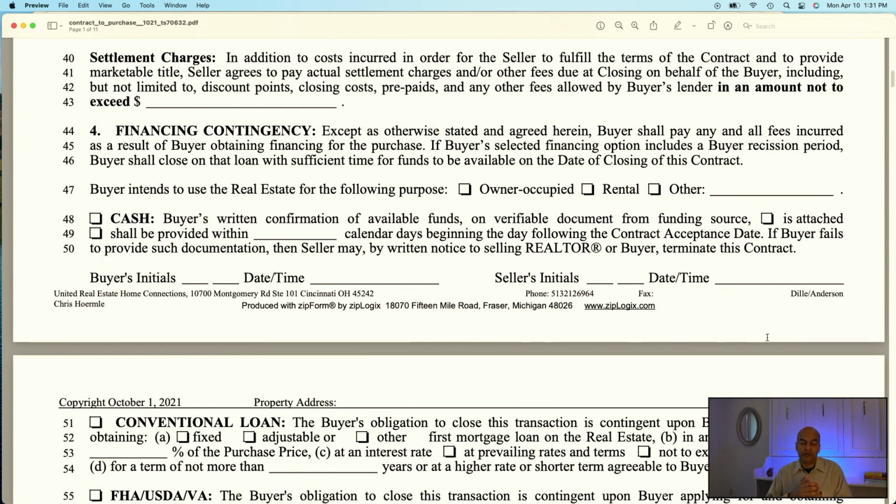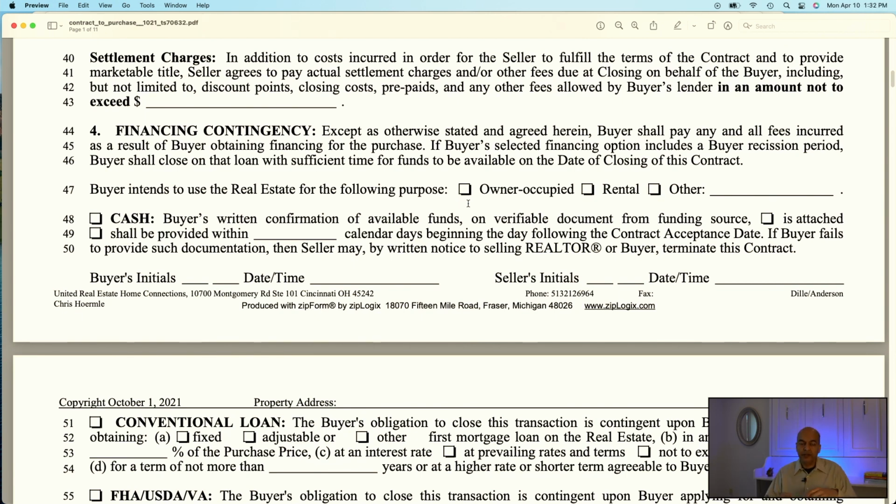In this case here, we have the sentence, buyer intends to use the real estate for the following purpose, either owner-occupied, rental, or other. In the case of owner-occupied, that means the buyer actually wants to live in the house, versus a rental, where they're purchasing the property as a rental property. There is a difference between rental and owner-occupied, mainly in terms of the down payment, something to discuss with your lender. Usually if you're buying as an owner-occupied, you qualify for different types of loans. You don't have to put as much down, versus with rental properties, your down payment increases because the bank wants to protect the loan.